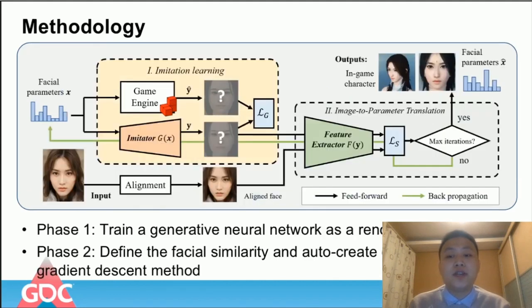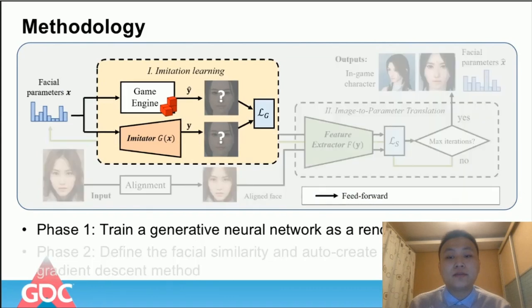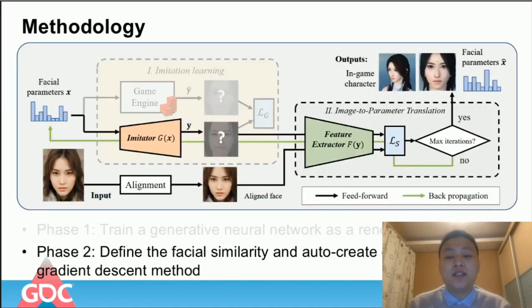Generally speaking, we adopt three convolutional neural networks in our method, and you can see them in the pink and green trapezoids. In phase 1, we use a generative neural network to imitate the behavior of the game engine, which means it can generate the same facial images based on the input parameters as what the game engine does. In phase 2, we use two discriminative neural networks to build our feature extractor, which defines the facial similarity between the input photo and the game character on identity level and shape level. Because neural networks are naturally differentiable, we can combine these three networks together and use the gradient descent method to iteratively optimize the facial parameters of a character according to the input photo.